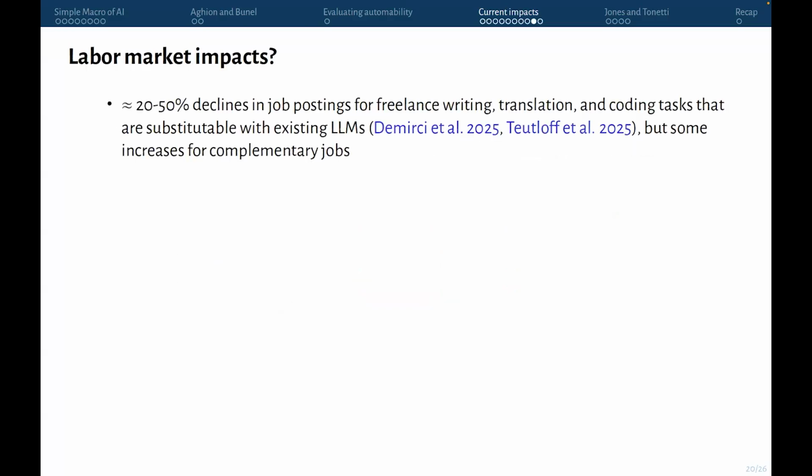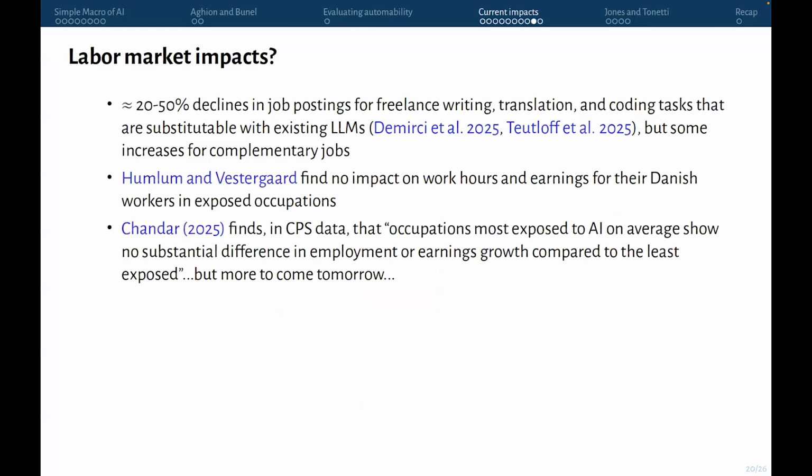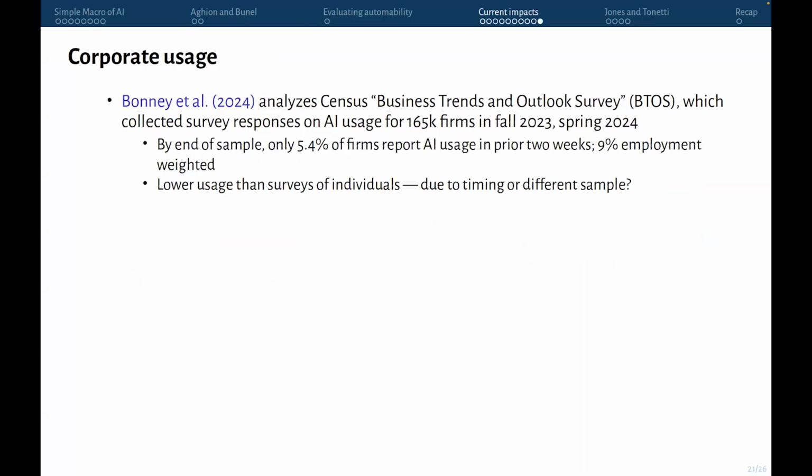On labor market impacts, Bharat's going to say a lot more later. I'll just flag that there are studies of what's happening on freelancing job sites, and I think there is pretty good evidence that there have been declines in job postings for the sorts of tasks you would think are super exposed to LLMs, but some increases for complementary jobs. The Humlum and Vestergaard study of Danish workers finds pretty robustly no impact on work hours or earnings. An earlier study of Bharat's finds that occupations most exposed to AI on average show no substantial difference in employment or earnings growth compared to the least exposed. More to come this afternoon, but there's a change in the timing.